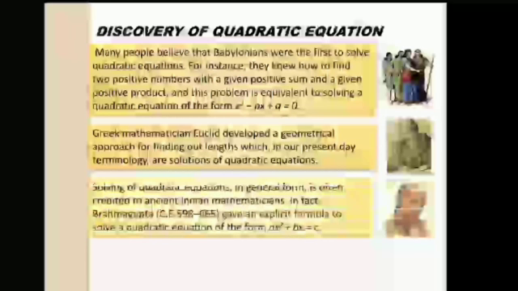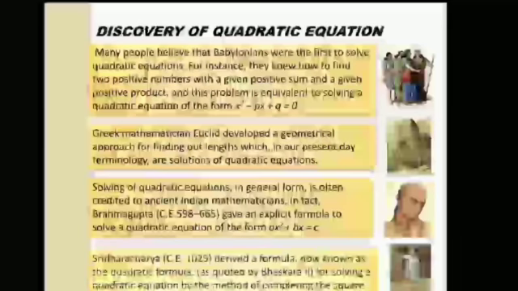Solving of quadratic equation in general form is often credited to ancient Indian mathematicians. In fact, Brahmagupta gave an explicit formula to solve a quadratic equation of the form ax square plus bx equals c. And Sridharacharya derived a formula, now known as the quadratic formula, for solving a quadratic equation by the method of completing the square. So students, now we will see what is the standard form of a quadratic equation.